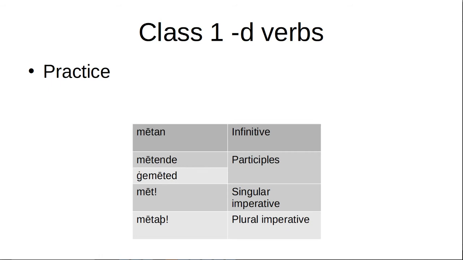And here's the rest of the forms. Meton, metende, je meted, met, metaf. It's very similar to hyron. The only real difference between hyron and meton is, again, the th becomes a t because the stem is met.